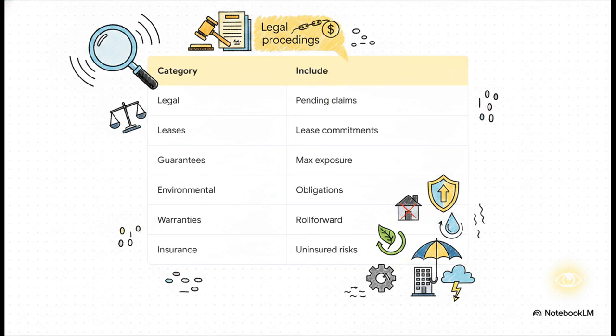The other categories follow that exact same logic. You've got lease and purchase commitments, guarantees, where you have to disclose your maximum potential exposure, environmental obligations, warranties complete with a roll forward of the liability, and finally, insurance programs, like self-insurance or any significant uninsured risks.